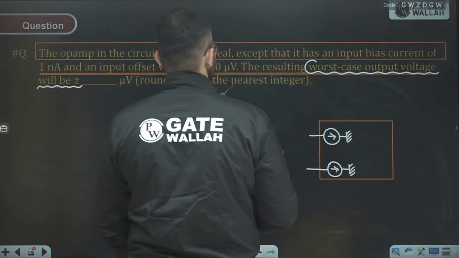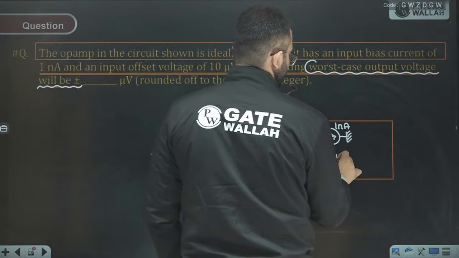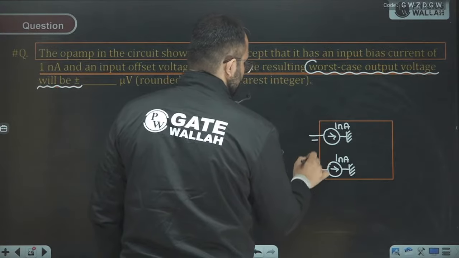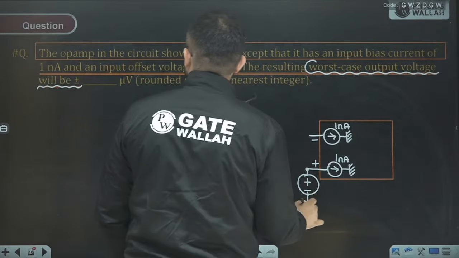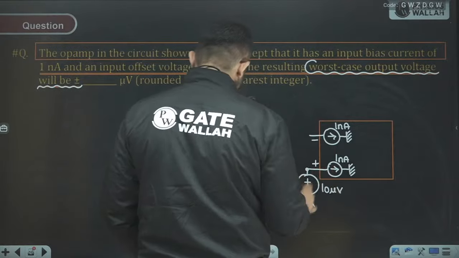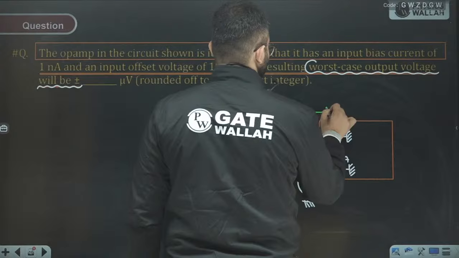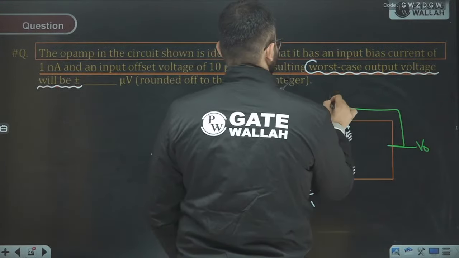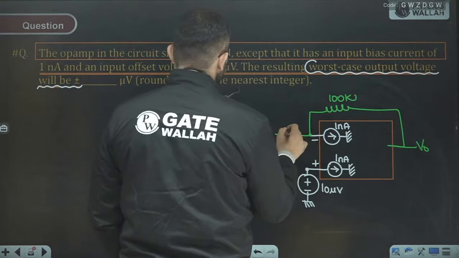So what is the current? Current is 1 nanoampere. Okay, and we can see that at the positive terminal, we apply an offset voltage of 10 microvolt. Now we can see that here we have a resistor of 100 kilo ohm and a resistor of 1 kilo ohm.